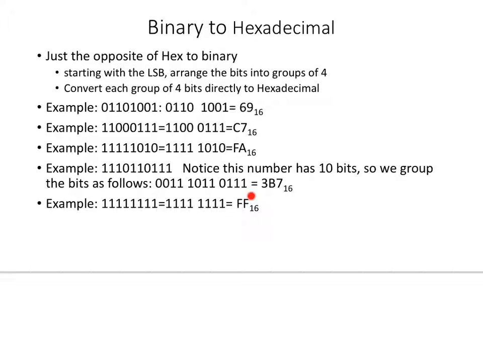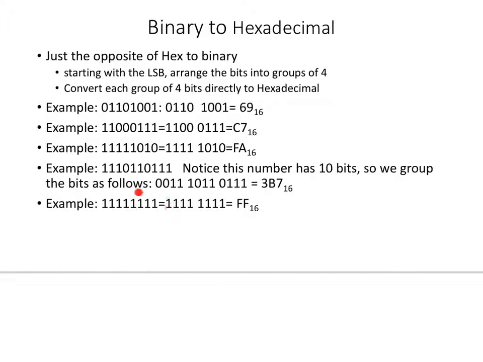So we have these least 4 over here, the next 4, 1011, and then the last 2 is 11, but we can just put 2 zeros in front of those to make it a 4-bit number. And then take each one of these directly and convert them into hexadecimal. So the 11 is 3, the 1011, that comes out to be 11, which of course is B in hexadecimal, and then the 0111 is 7.